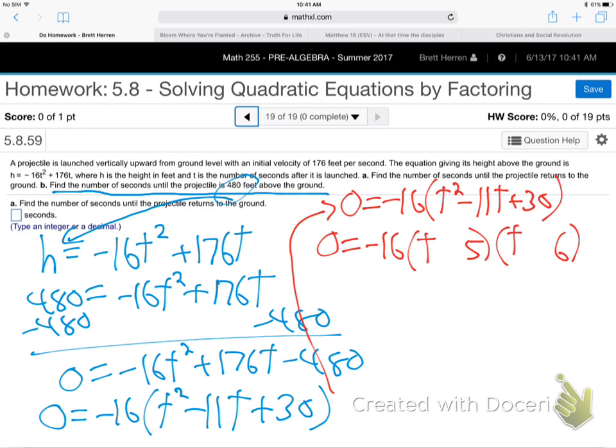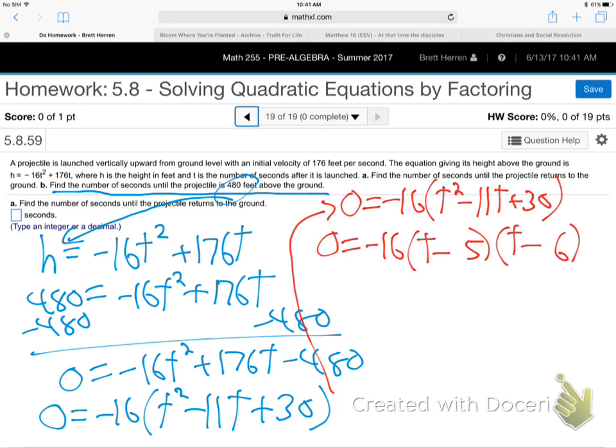So 5 and 6. What signs do we need on the 5 and the 6 to make negative 11 in the middle? Both negative. Good. Good so far. And now, once we have the 0 and we have it factored, what do we always do from here?